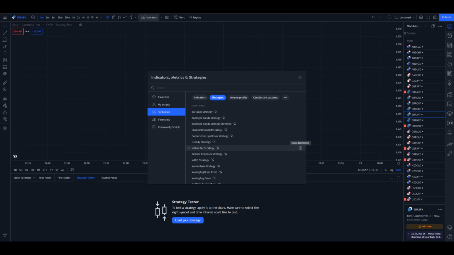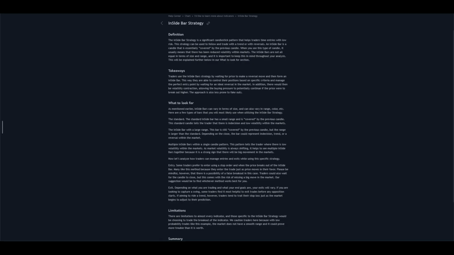Notice there is a small question mark at the right of the name. If you click that, it will take you to a link with details of the strategy. These details I will read you right now. The inside bar strategy is a significant candlestick pattern that helps traders time entries with low risk. This strategy can be used to follow and trade with a trend or with reversals.